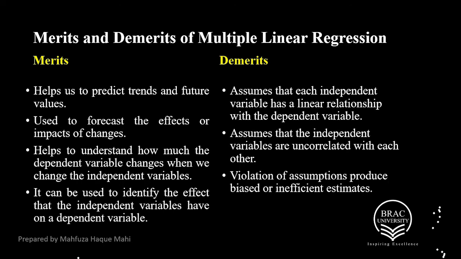Now look at the demerits of multiple linear regression. Multiple linear regression assumes that each independent variable has a linear relationship with the dependent variable. It assumes that the independent variables are uncorrelated with each other. Multiple linear regression has some assumptions, and violation of these assumptions produces biased or inefficient estimates.